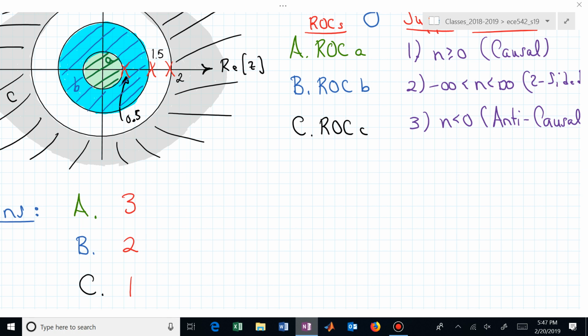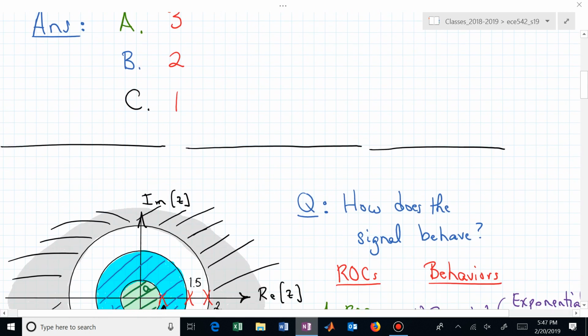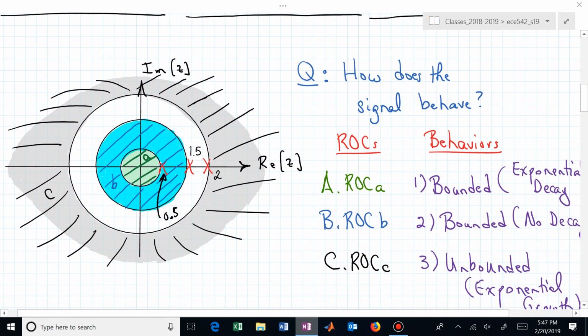the connection between region of convergence and causal, anti-causal, and two-sided. The annular region, which is region of convergence B, is two-sided. When the region of convergence is interior to all of the poles, it's anti-causal, and when the region of convergence is beyond or exterior to all the poles, it's causal. Those are the correct answers. Let's try another one.